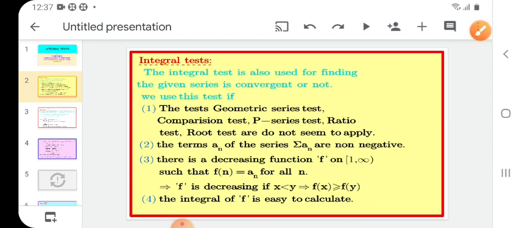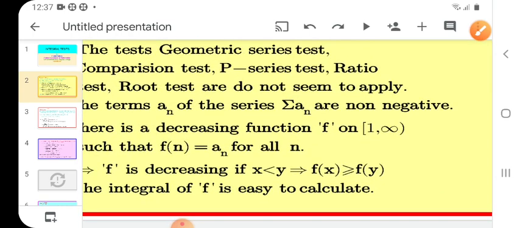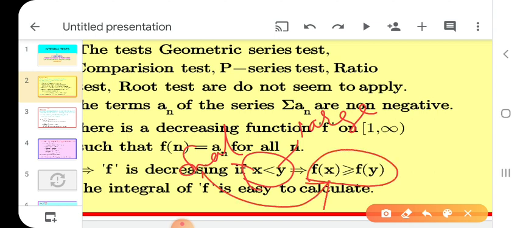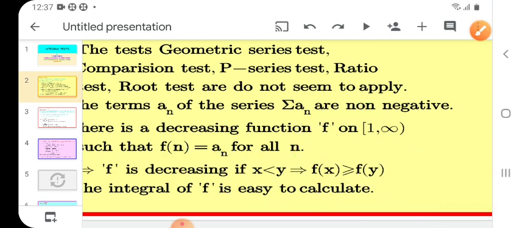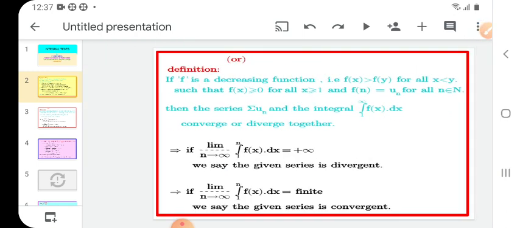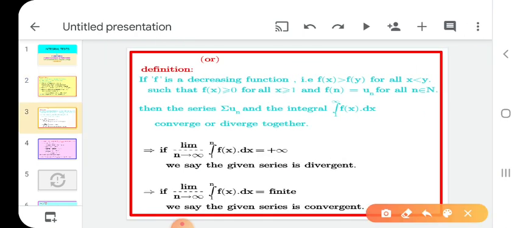See here, what does decreasing mean? If x is less than y, x is a small value and y is a large value. What do we get here? f(x) is greater than f(y). For a small value, f(x) is large, and if y is large, then f(y) is small. So this is called a decreasing function.